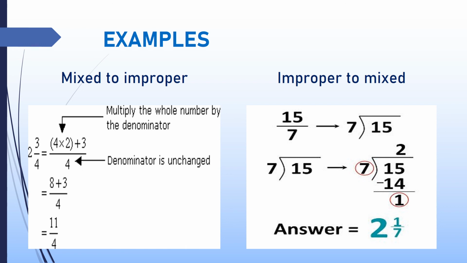Now let us see how to change another example, improper to mixed fraction. The improper fraction is 15 by 7. So you will divide 15 by 7. So 7 twos are 14. Again remember the denominator is unchanged. So the denominator will be 7. The quotient will be the whole part, 2 and the remainder will be the numerator. So 2 1 by 7 is the mixed fraction.